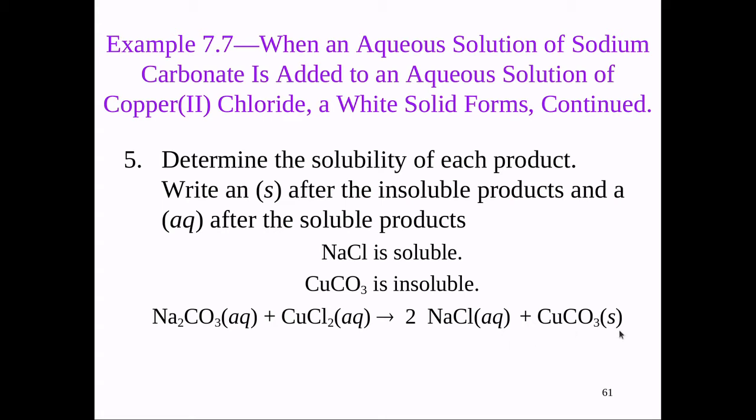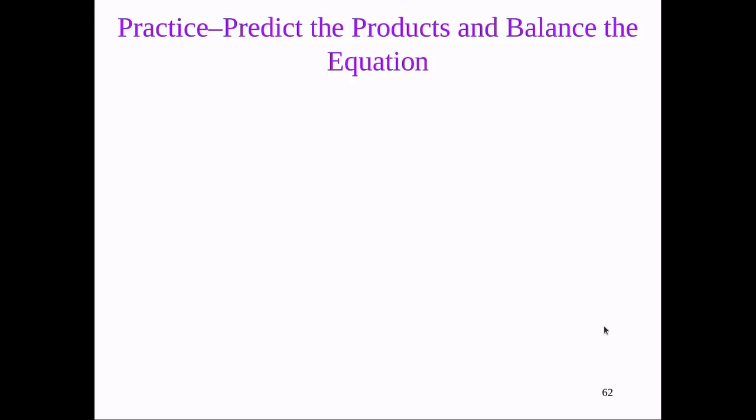So our final result is that when we mix these two together, there will be a reaction, and the precipitate that's going to come out is going to be copper carbonate. We can do a little practice here. What's going to happen when we mix potassium chloride and silver nitrate?